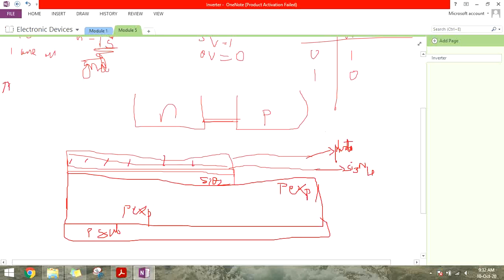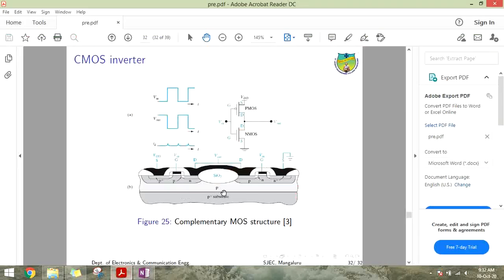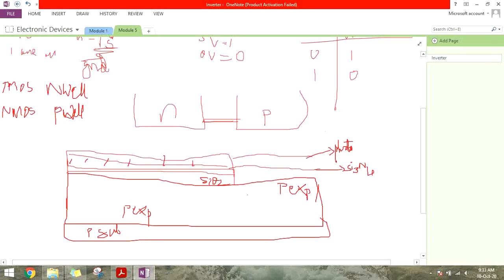So for PMOS, the N well is the base, and for NMOS we fabricate the NMOS in the P well. So this is the P substrate, P epitaxy. Then to fabricate the NMOS we need a P well. So here you can see this is the P well, and to fabricate the PMOS we have the N well. Here you can see we have the N well. So now we are fabricating the PMOS, so we need a N well in this.